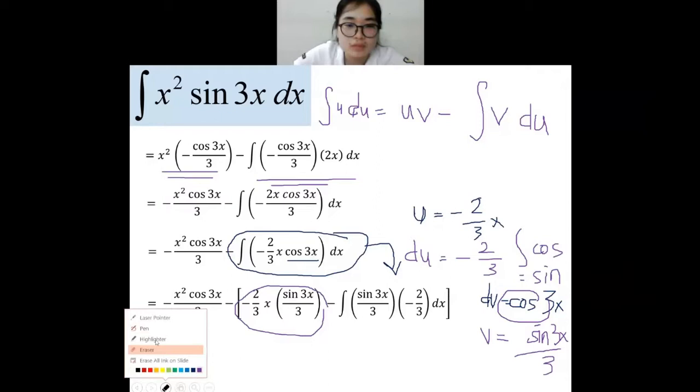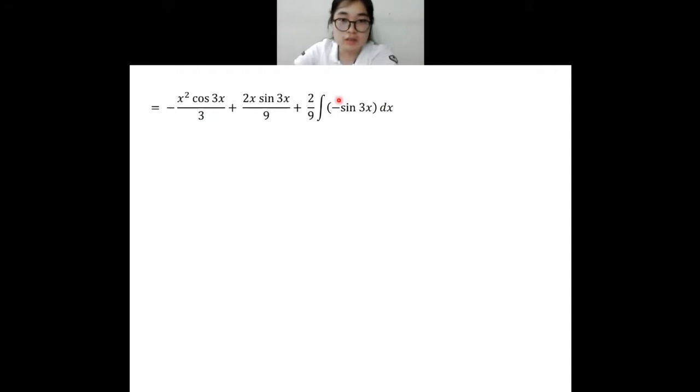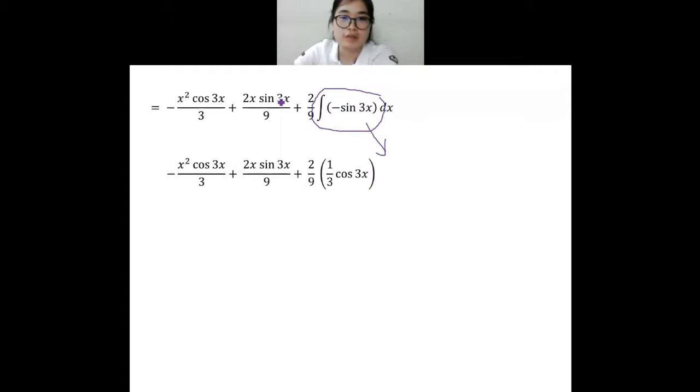Okay, next step. Simplify it again. Then this one got 2 over 9, right? So we take it out because it's a constant. And then the last part, we are left with only this. And then we can do the integration straight away. Then we will get cos over power 3. Then multiply it, and we will get the full answer. And don't forget to write the part C. And the C will be a real number.